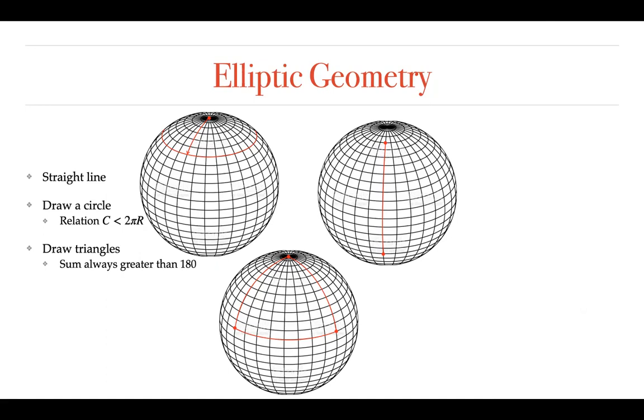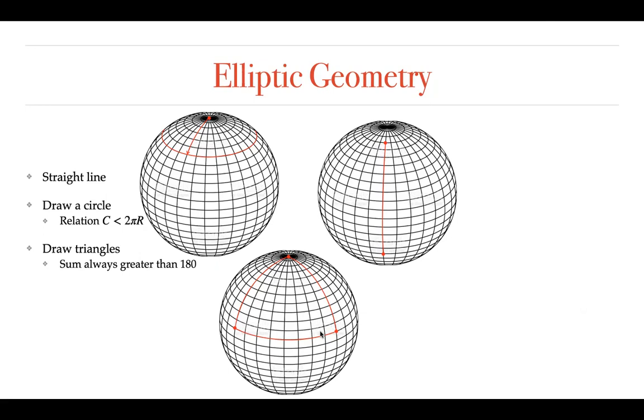But in this case, you will find that the sum is always greater than 180 degrees, as you can see here, because these are almost 90-degree angles. So this is 90, this is almost 90, this is almost 90. Or maybe perhaps let's say 80. So if you add 80 plus 80 plus 80, you will get 240, which is definitely larger than 180.